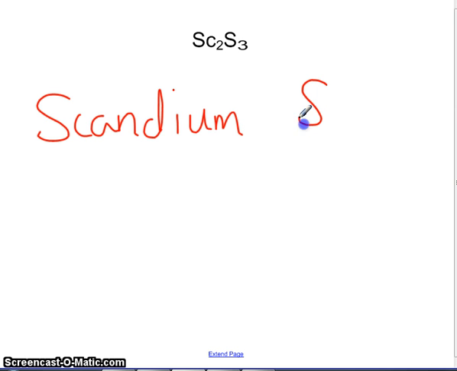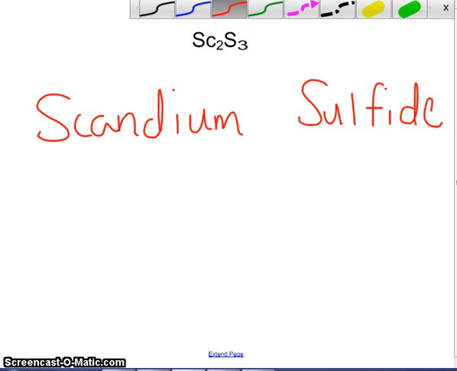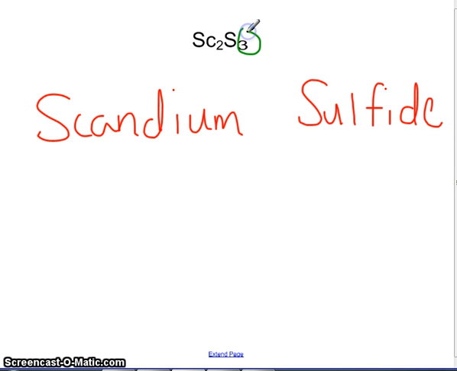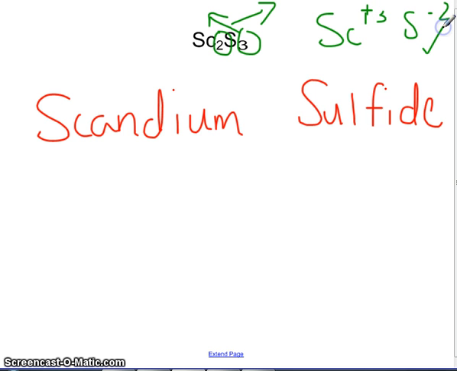Okay, so now let's work on this one. We know Sc is scandium, and we know S is sulfur, but since it's in compound form, it's sulfide. Now we take the subscripts, cross them up, and we get Sc plus 3, S minus 2. Minus 2 is correct for sulfur, so that must mean 3 is correct for scandium. So we have scandium 3 sulfide.